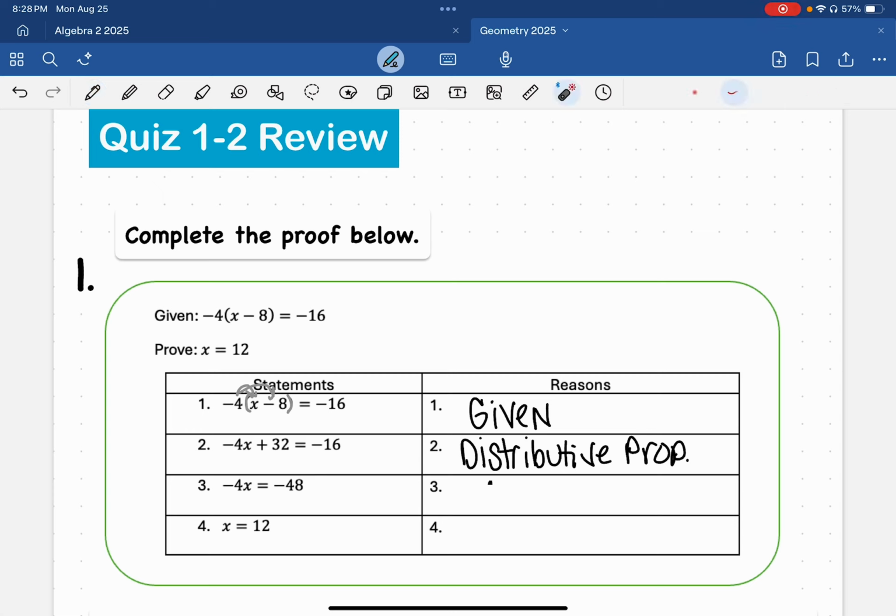Notice that the negative 4x stayed the same. This number here, the 32, has been eliminated because the equal sign is right here, and the 16 changed. So what they did was they eliminated the 32 by subtracting, and this subtraction of the 16 and the 32 is what gave us the negative 44. So this is the subtraction property.